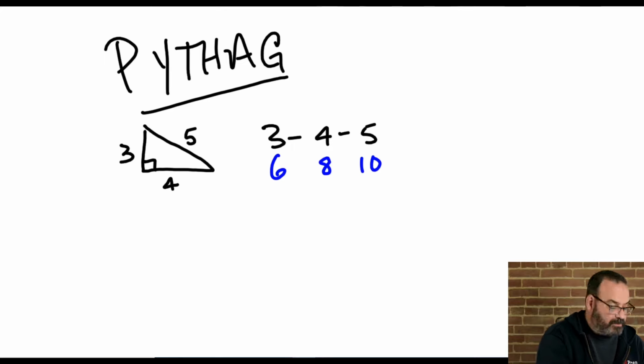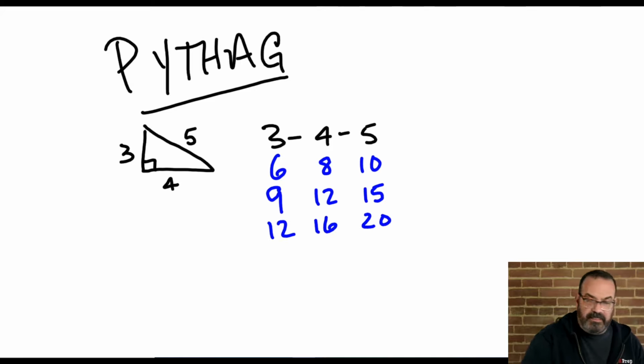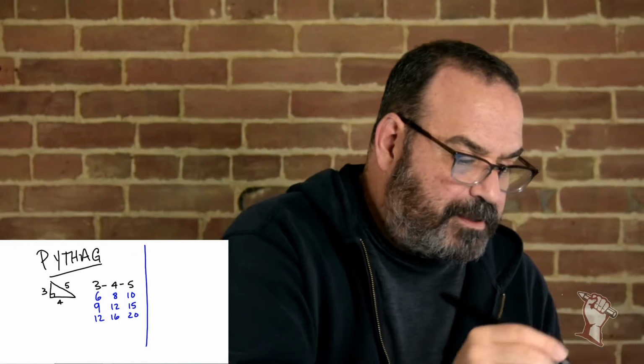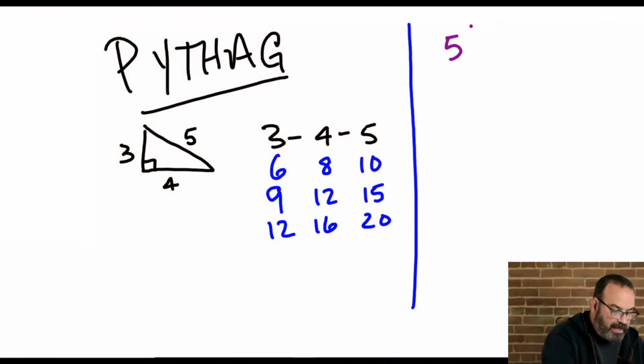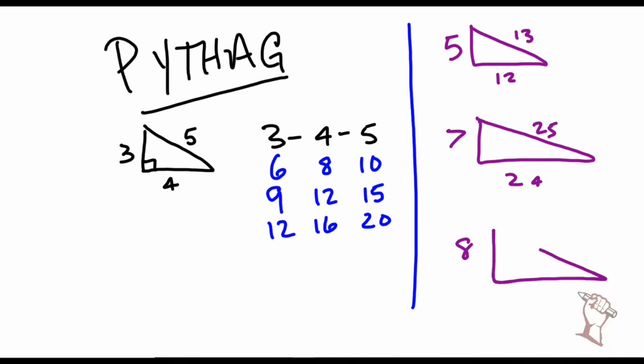That's times 2. Times 3 would be 9, 12, 15. Times 4 would be 12, 16, 20. These come up all the time. Be on the lookout for them. What other Pythagorean triplets are there? There is the 5, 12, 13. The 7, 24, 25. And the 8, 15, 17.